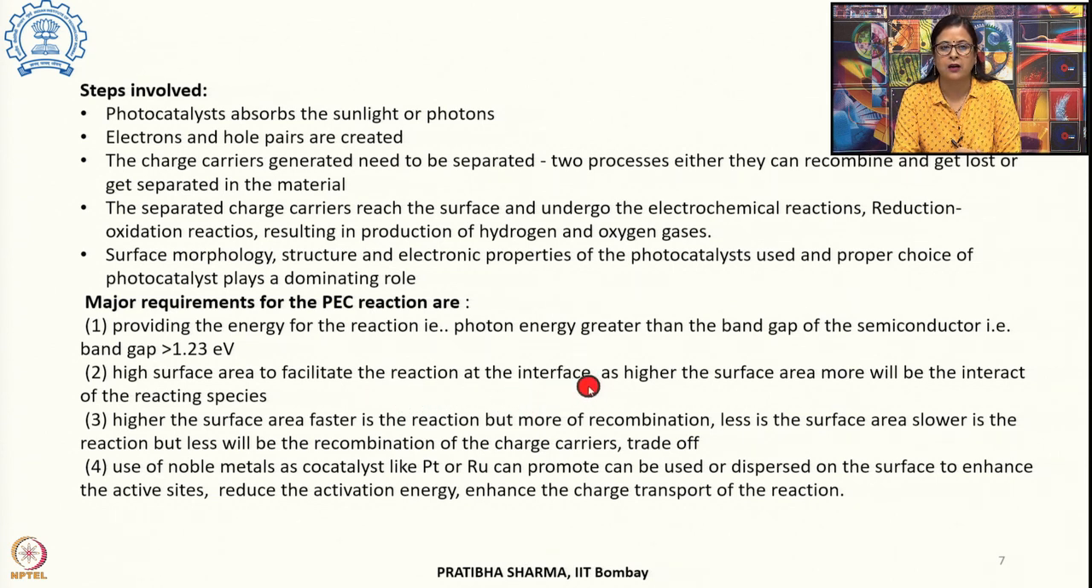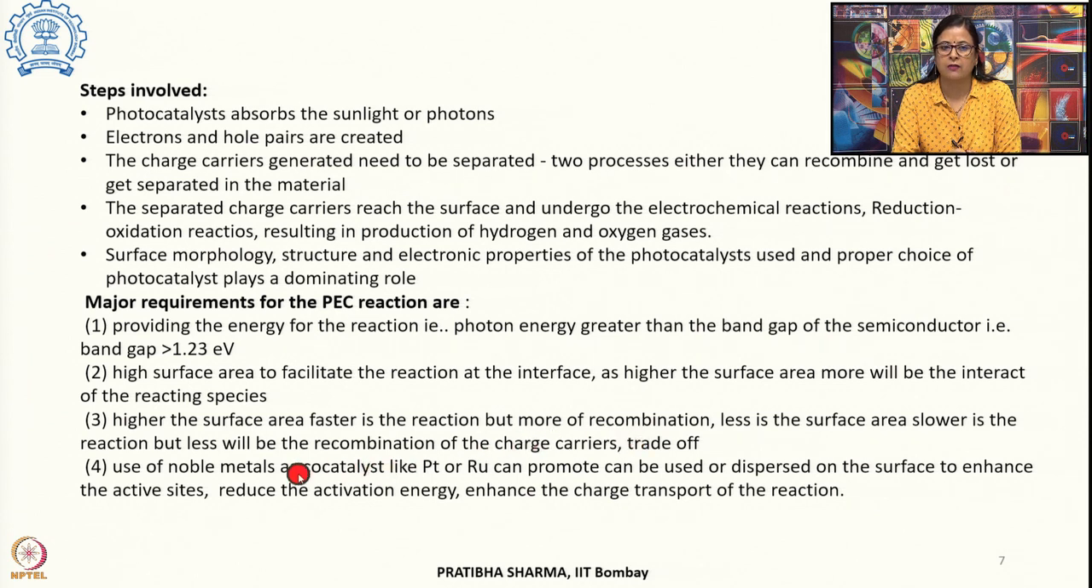A higher surface area provides more interaction region available for the reacting species. But at the same time, although a higher surface area promotes a faster reaction, there is also more recombination with the increase in surface area. With less surface area, the reaction is going to be slower, but the recombination of charge carriers will be less. So, there lies a trade-off between the surface area, the kinetics of the reaction, and the separation of the charge carriers.